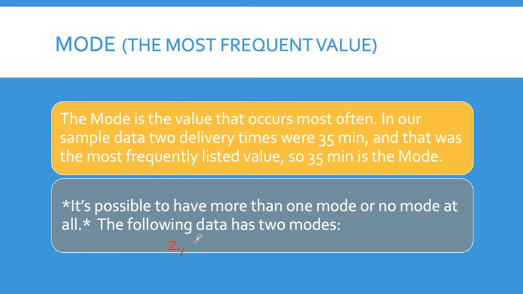2, 4, 6, 2, 8, and 4. Take a minute and see if you can find 2 modes in this data set.